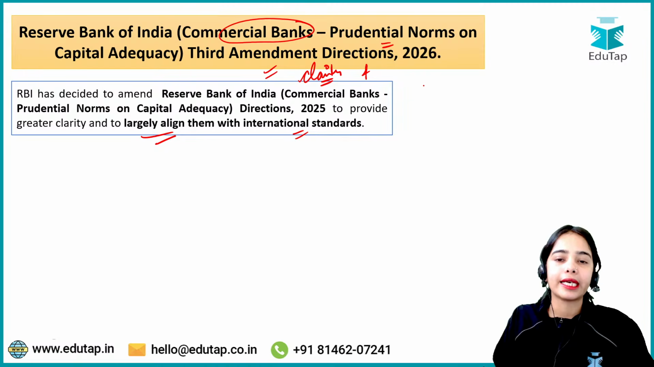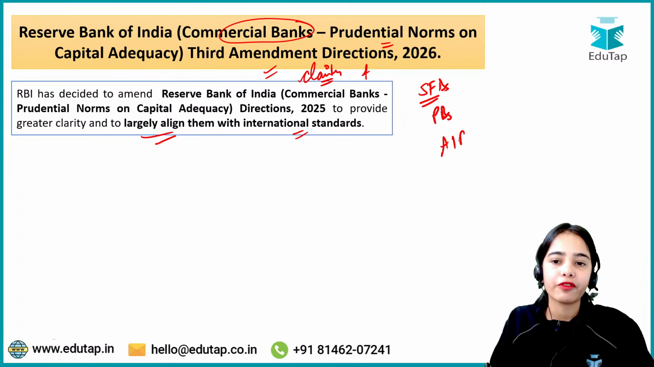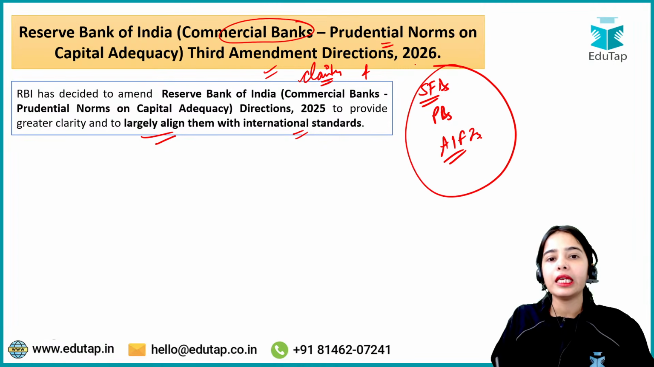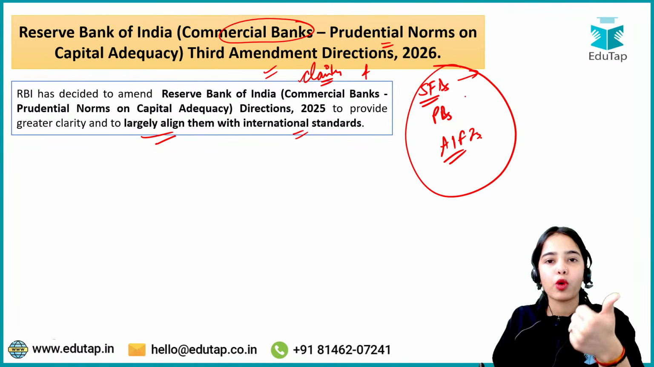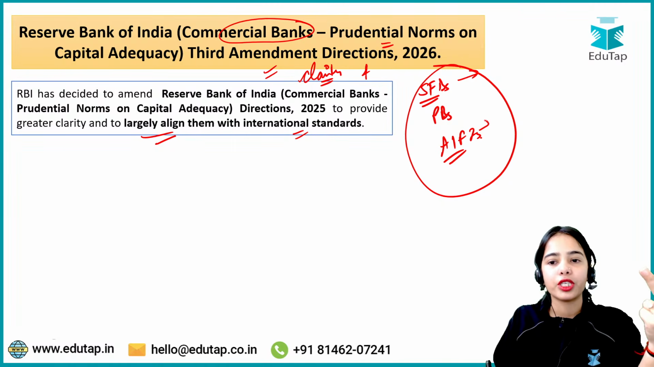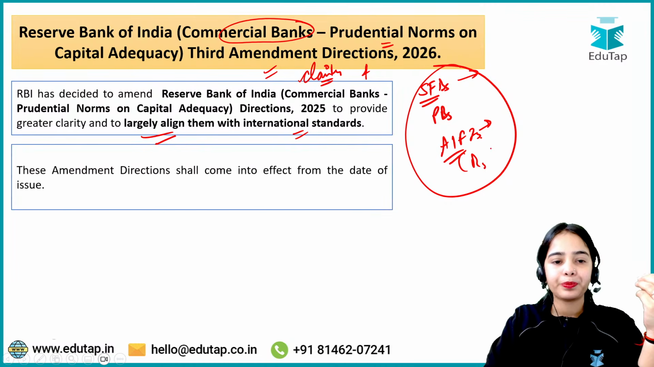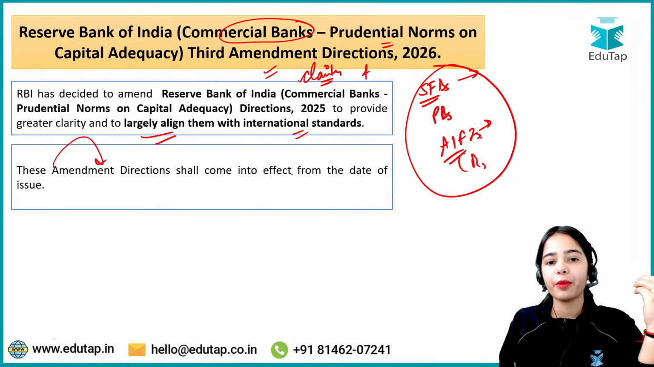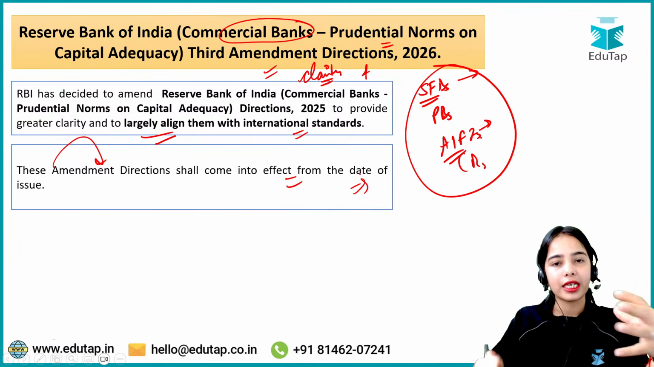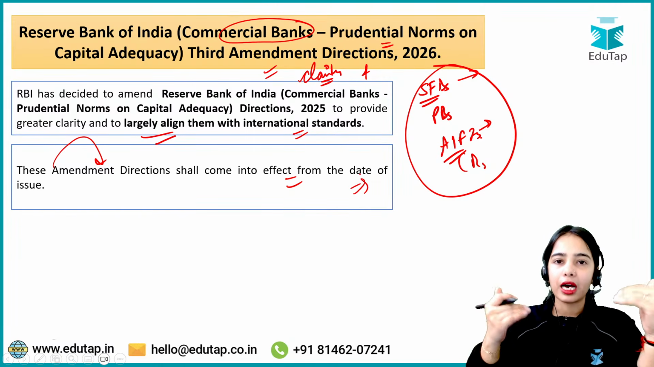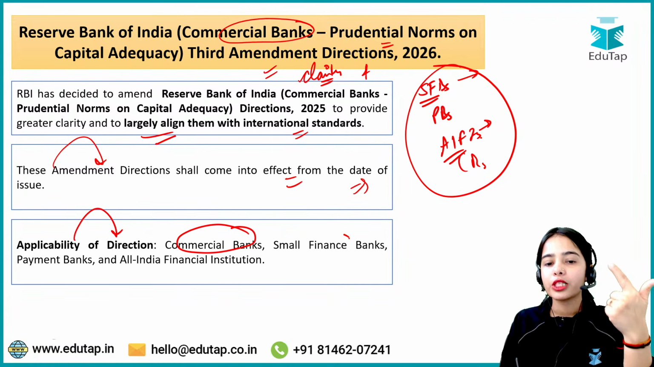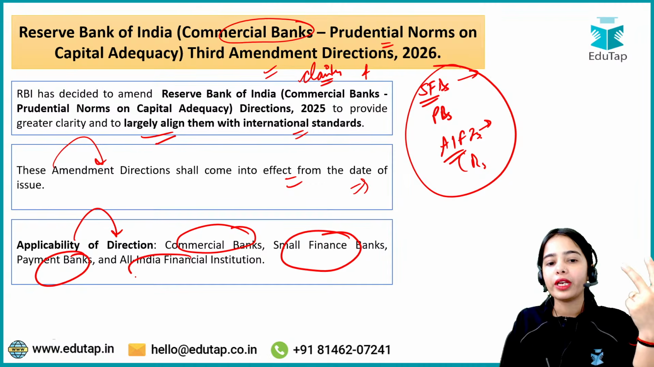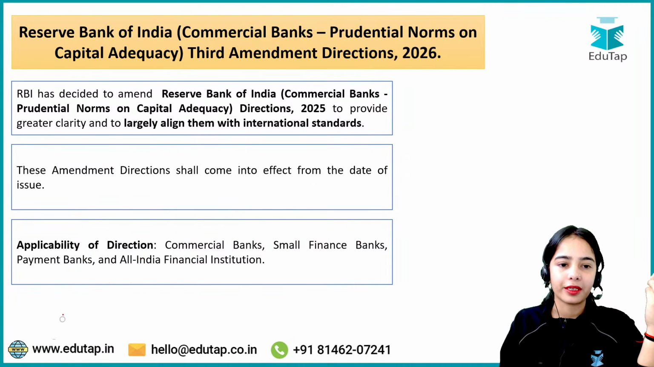There are also guidelines released for the small finance banks, the payment banks, and the all India financial institutions, okay? So basically the RBI has also amended the prudential norms on capital adequacy for the small finance banks, payment banks, all India financial institutions and the commercial banks, okay? Now these amendment directions shall come into effect from the date of issue, that is, these amendments are applicable immediately, and the directions apply to the commercial banks, small finance banks, payment banks, and all India financial institutions. That is the idea, okay?